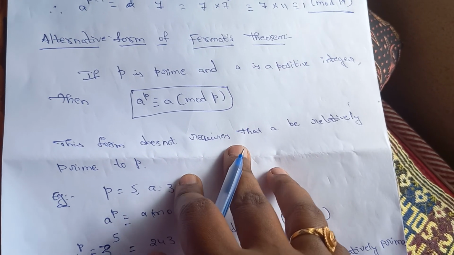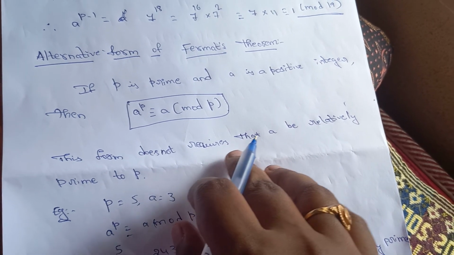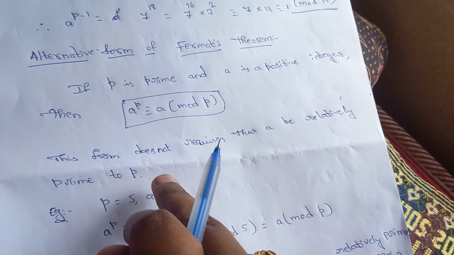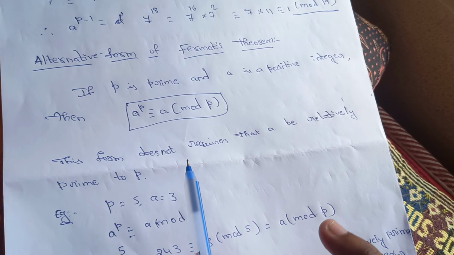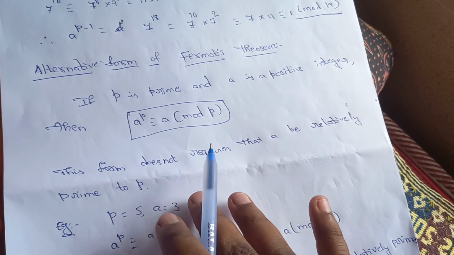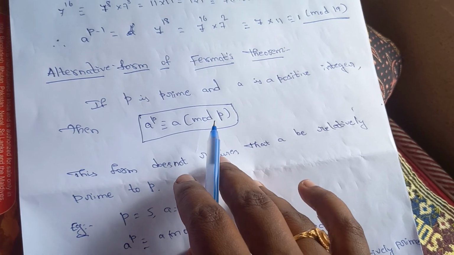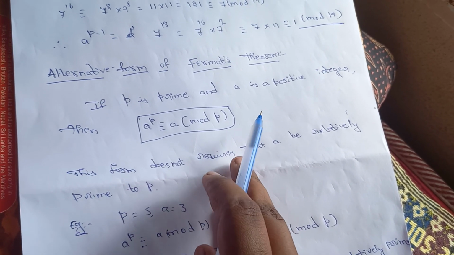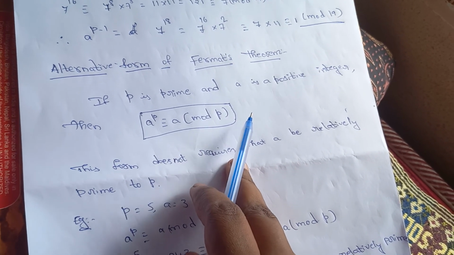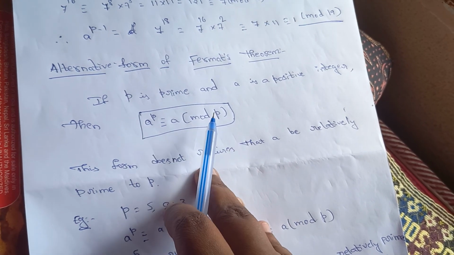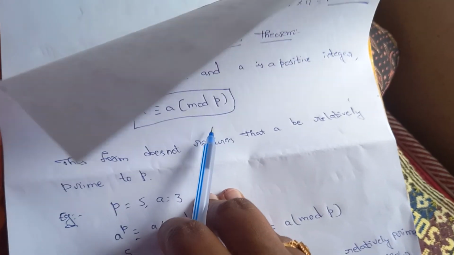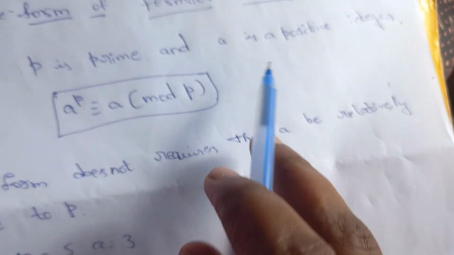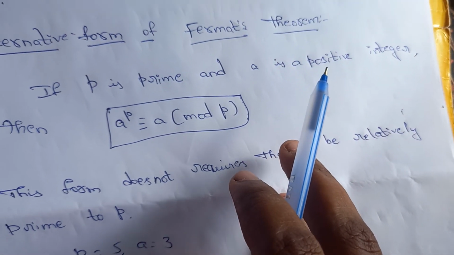Next, there is an alternative form of Fermat's theorem. If p is prime and a is a positive integer, here a need not be relatively prime to p. Observe that this form doesn't require a to be relatively prime to p. You can take any positive integer for a, and p must be a prime number. For that, the equation is a power p equivalent to a mod p.